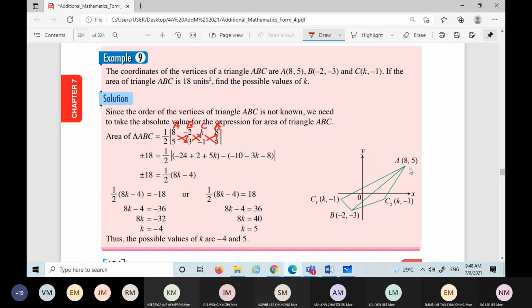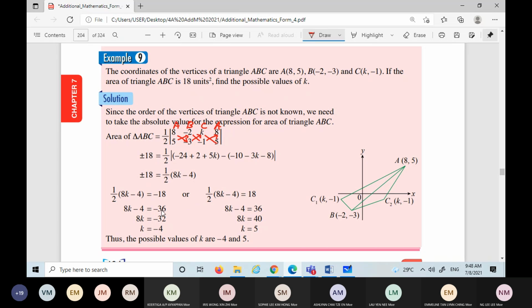If C is this side, A, B, C is anti-clockwise, so this one will give you a positive. If C is this side, then you are getting A, B, C clockwise, then this one will give you a negative. Therefore, you have a negative and a positive. The purpose of putting plus minus is because you need to find the two possible points.